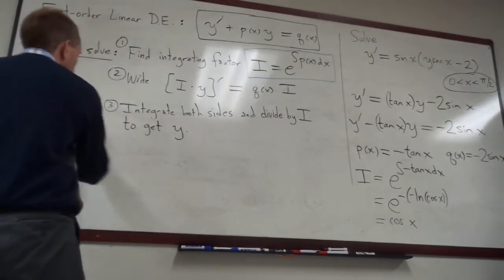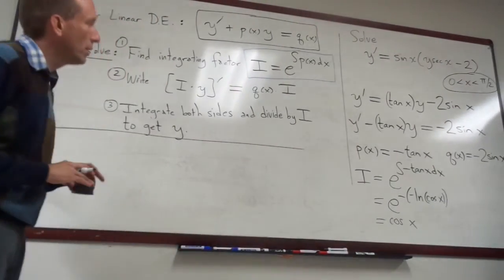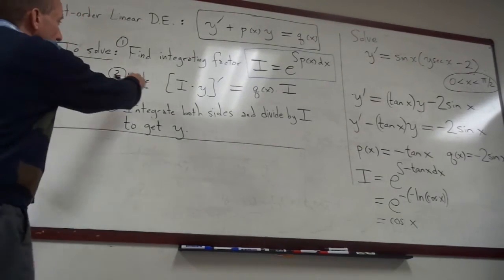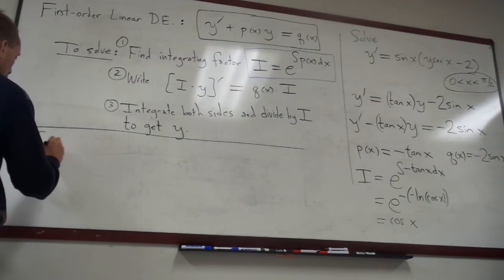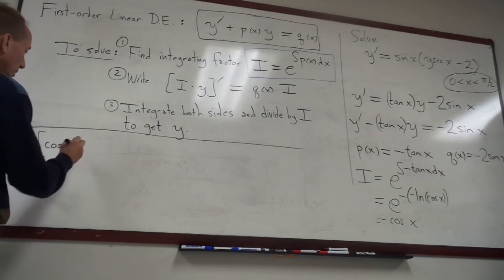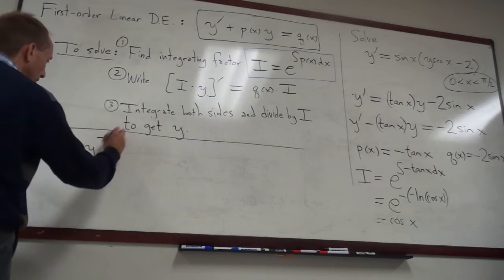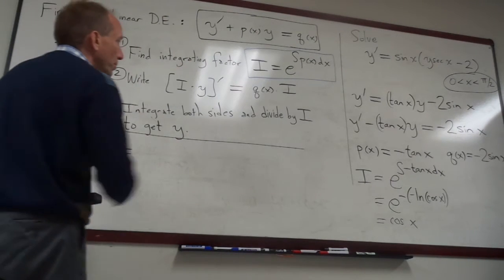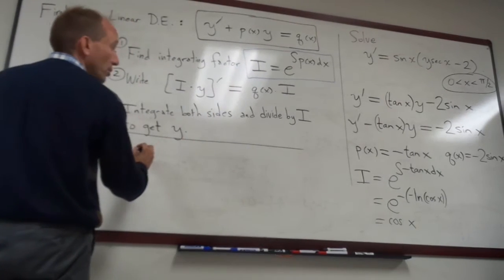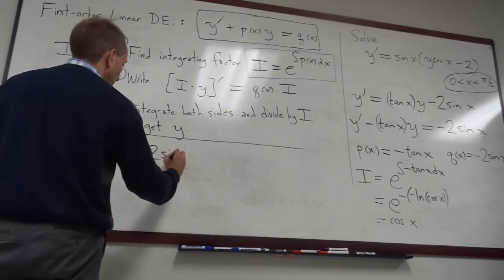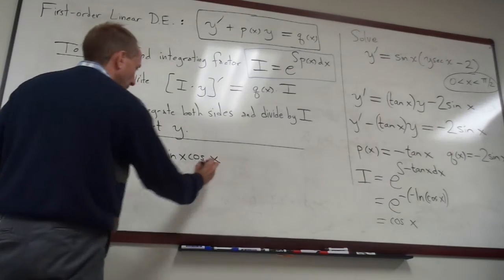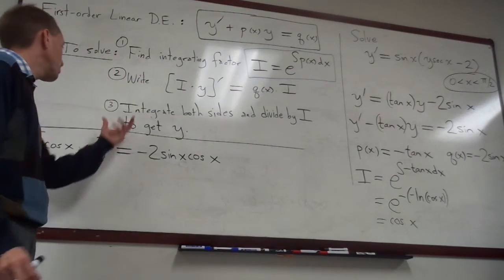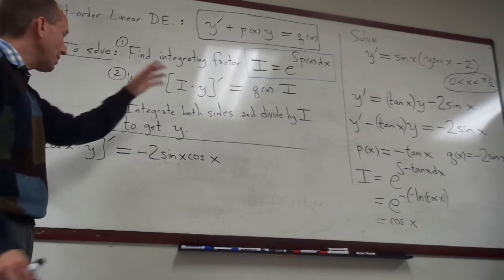Now I'm going to come over here and see if I can squeeze some of the rest of it into this space right here. The next thing in step 2 is we just simply write down the integrating factor, cosine of x, times the unknown function y, derivative of that equals, and then on the right-hand side of the equation, we put q times I. So the q was -2 sine of x, and the I was cosine of x.